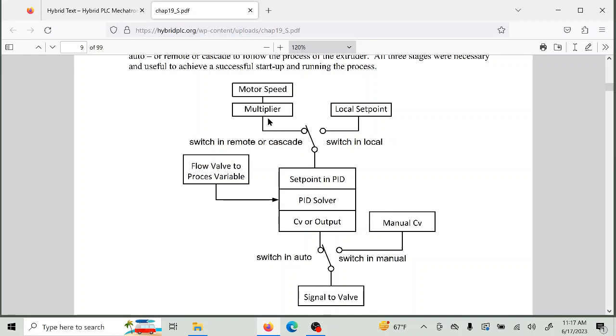Sometimes you do not have a remote mode. Sometimes you only have a local set point, but you have to have this ability to go into manual and try to turn that valve. Now, maybe you don't want to let the operator or the person on the floor do this. Maybe this is a maintenance person, but you have to have that ability.